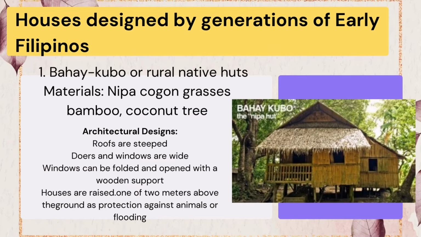Houses designed by generations of early Filipinos. 1. Bahay Kubo or rural native huts. Materials: nipa, cogon grasses, bamboo, coconut tree. Architectural designs. Roofs are steep. Doors and windows are wide. Windows can be folded and opened with a wooden support. Houses are raised one or two meters above the ground as protection against animals or flooding.